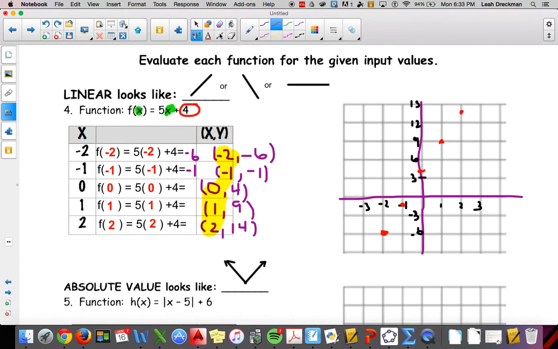All right, and so if I connect the dots, oops, that's a little thick. All right, if we connect our dots, we got a line that looks something like that. I'm just going to show you in GeoGebra what happens when we graph 5x plus 4.